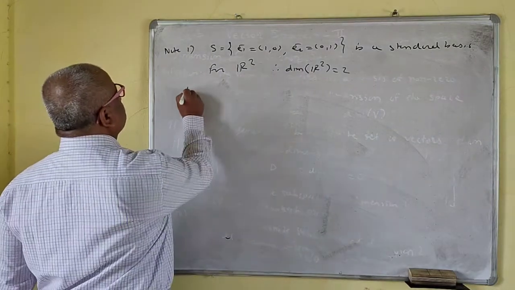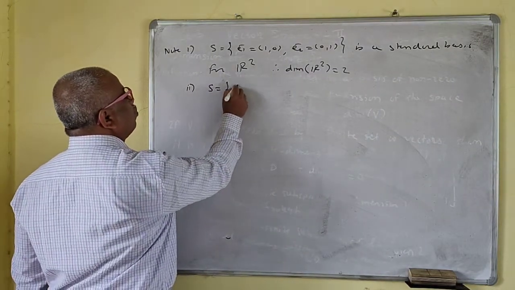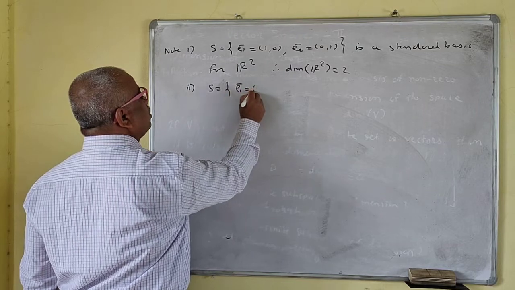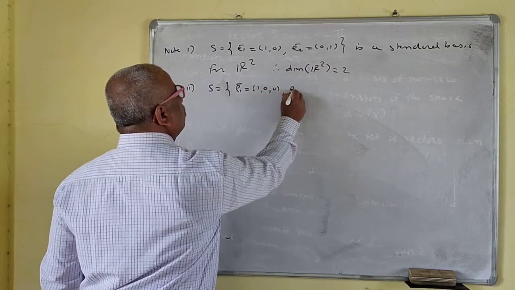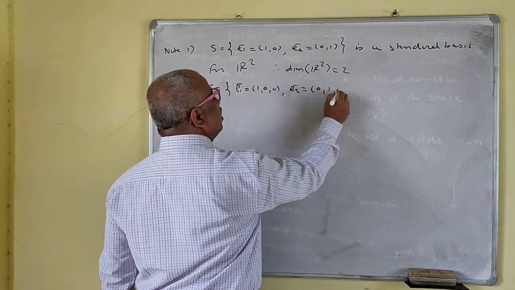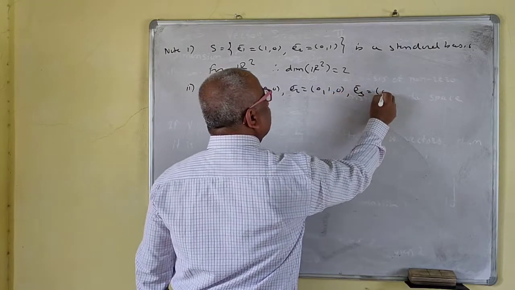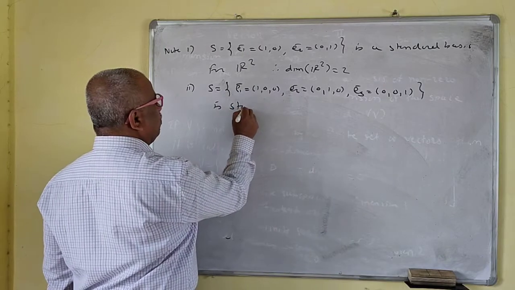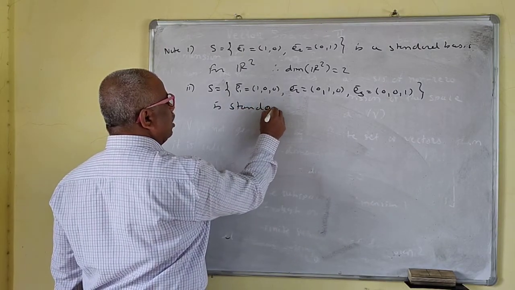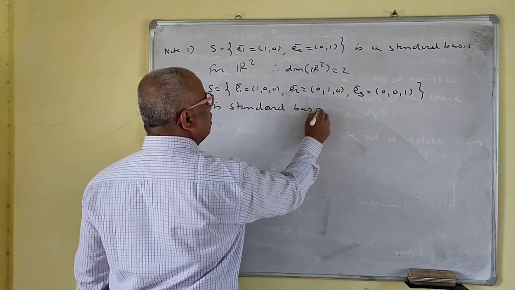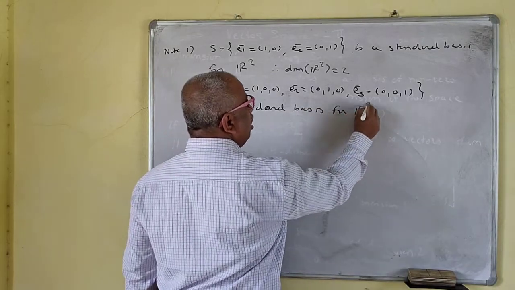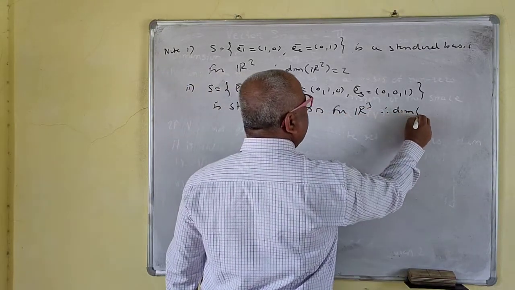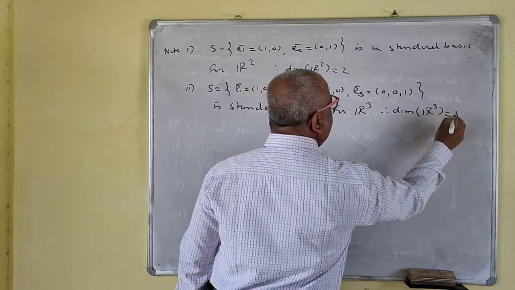Second, S is equal to e1 bar equals (1, 0, 0), e2 bar equals (0, 1, 0), e3 bar equals (0, 0, 1). This is the standard basis for R3. Therefore, the dimension of R3 is equal to 3.